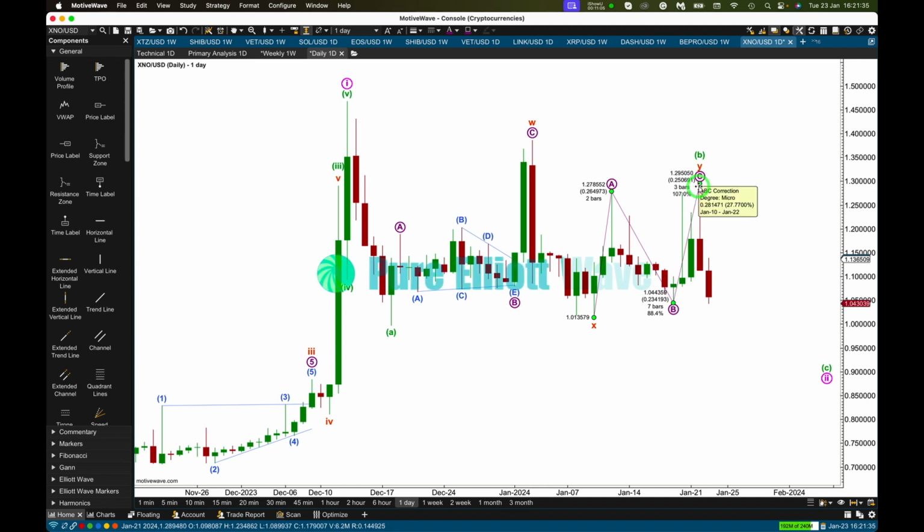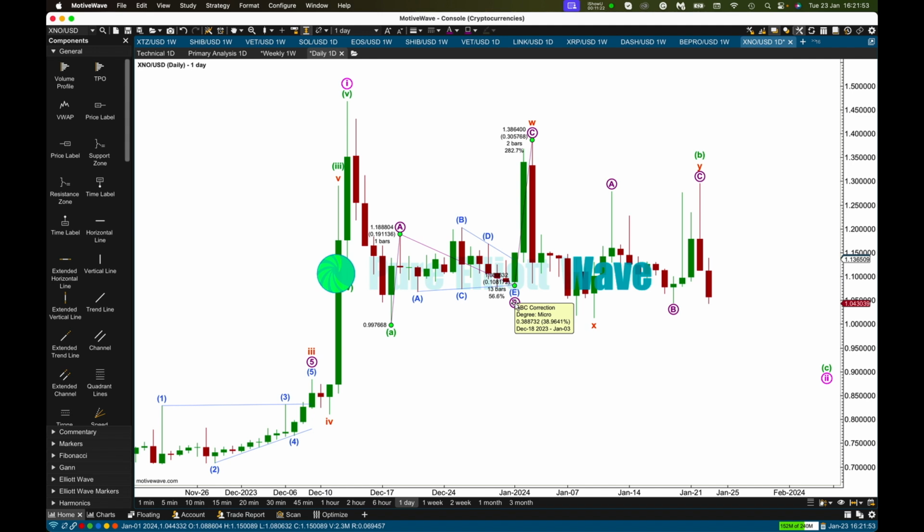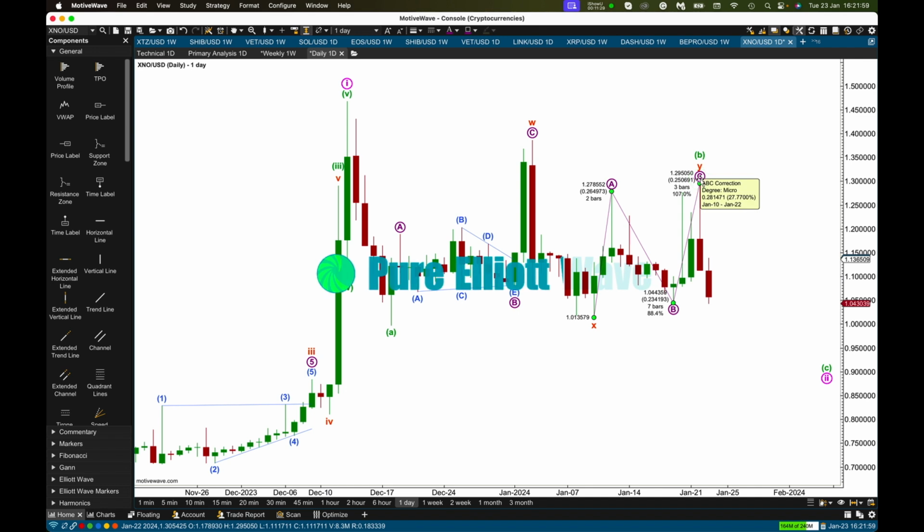Okay, the problem here is this is a double zigzag. First structure in the double is a zigzag, A, B, C, subdividing 5, 3, 5. B is less than 90% the length of A, so it hasn't met the requirement for a flat correction. Now the problem is the second structure also looks like a zigzag, A, B, C. B is not 90% of A, but what if we do this? Oh, okay, now this is going to work.